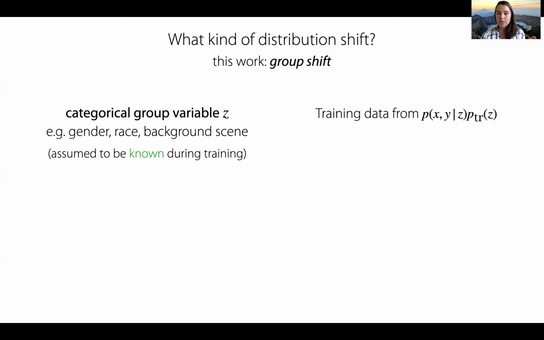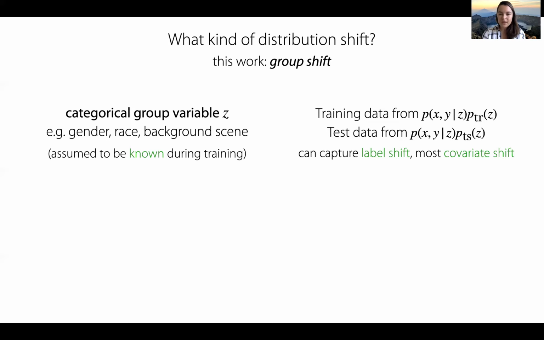Then the kind of shift that we'll expect is we'll assume that our training data is drawn from this distribution and that our test data is drawn from this distribution, where P of X and Y given Z is going to be the same at training time and test time, but P of Z may change in various ways. It may change really in any way possible. And this can capture label shift, and can capture most forms of covariate shift as well.